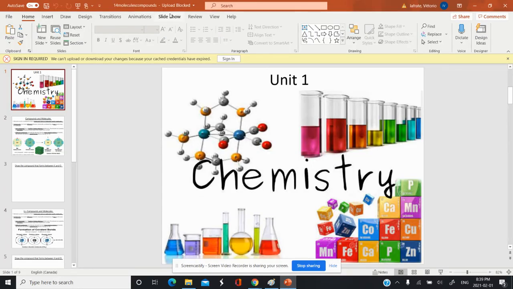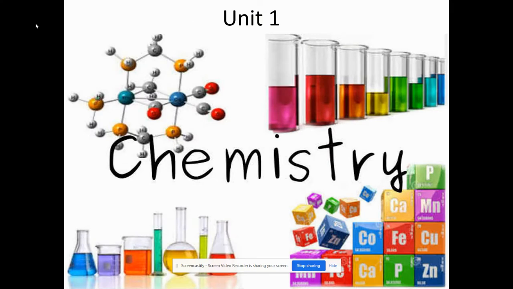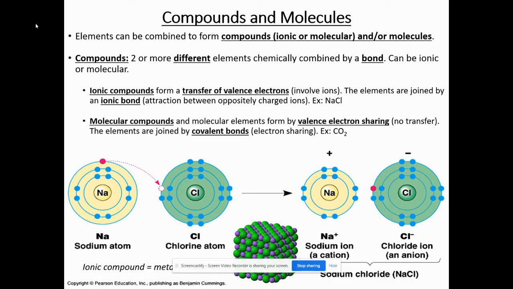In this video, we're going to do a quick review of the difference between ionic and molecular compounds. So we've seen elements, and they're found in a periodic table. And as you know, you can take elements like Lego pieces and connect them together to make bigger things called compounds, or sometimes just molecules. So let's take a look at what a compound is.